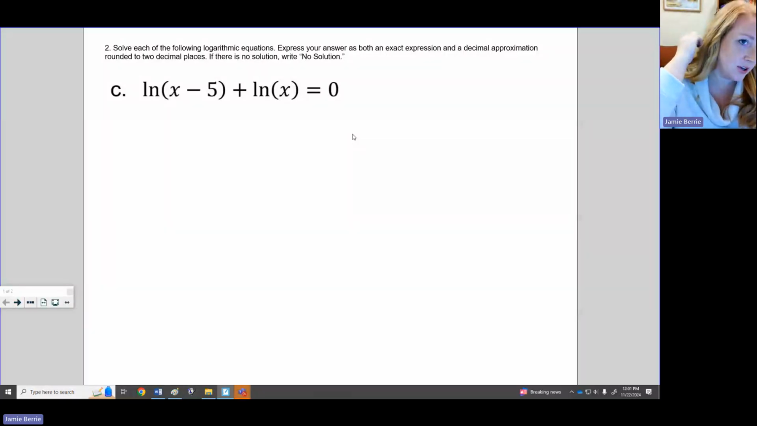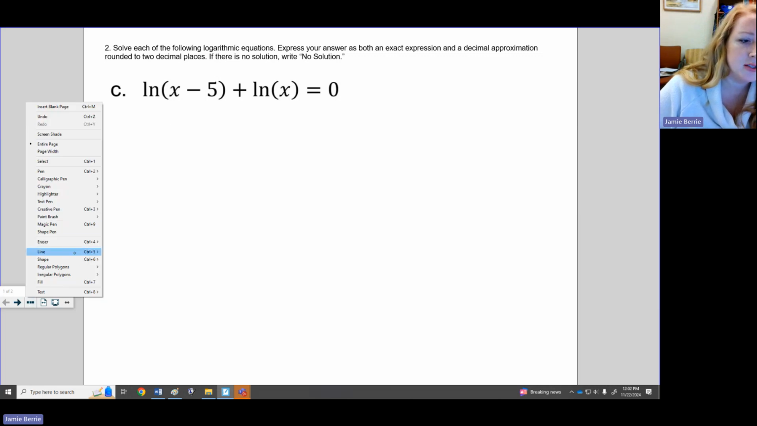6.5. The directions say solve each of the following logarithmic equations, express your answer as both an exact expression and a decimal approximation rounded to 2 decimal places. And if there is no solution, we're going to write no solution.